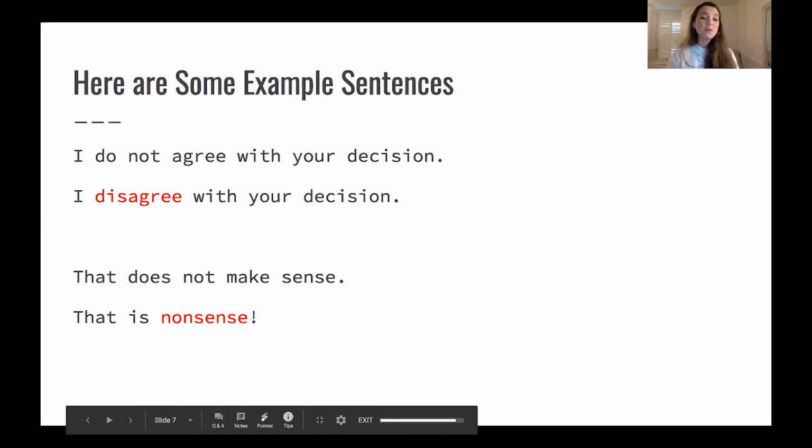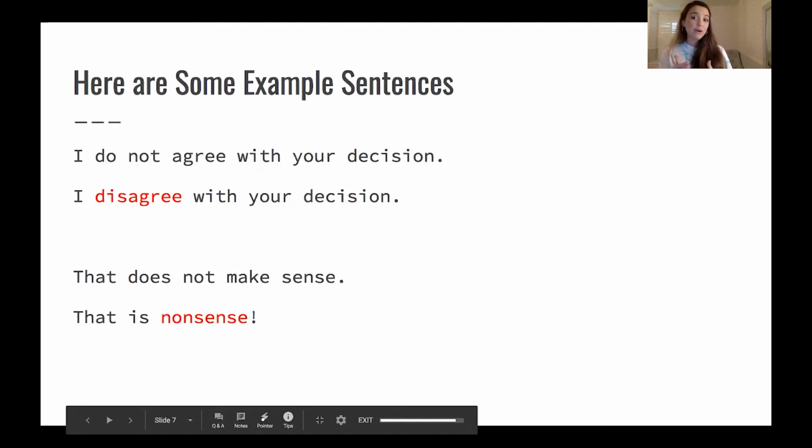So as we move on, let's look at the next sentence. Another sentence says, that does not make sense. Or you could say, that is nonsense. Again, it means the same thing. Nonsense is the same thing as does not make sense. But this is just a more fluent way of saying it.